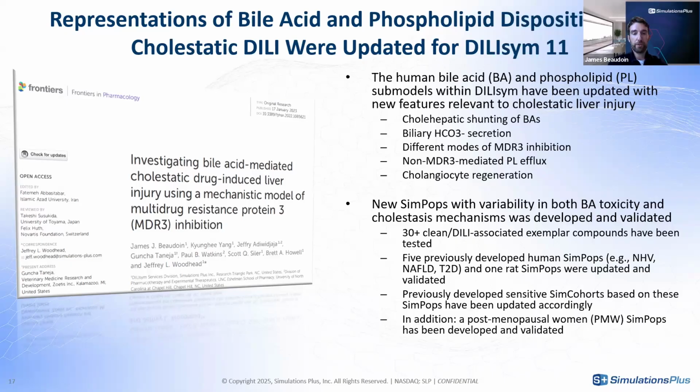So we've been working on further expanding the representation of that within DILIsym 11. We've included some cholestatic injury-related adaptation pathways, including the cholehepatic shunt pathway for bile acids and biliary bicarbonate secretion. We've also now, relative to the previous version of DILIsym, included new modes of MDR3 inhibition, whereas previously we only represented competitive. Now we also have the ability to model mixed and non-competitive modes of MDR3 inhibition, which has turned out to be quite important in terms of its predictive ability.